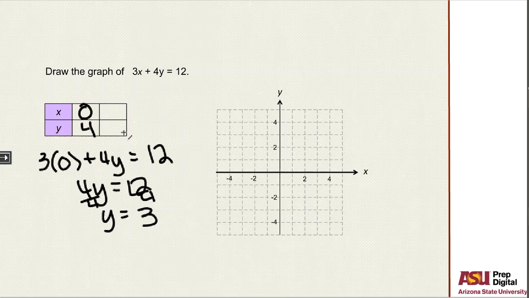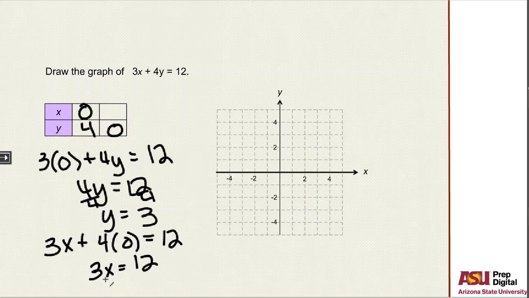And unlike the last example, since this is in standard form, I'm now going to find the other intercept. So I'm going to plug in 0 for y. So I get 3x plus 4 times 0 is equal to 12. Now this becomes 0, and so I have 3x is equal to 12. Divide both sides by 3, and I get x is equal to 4.